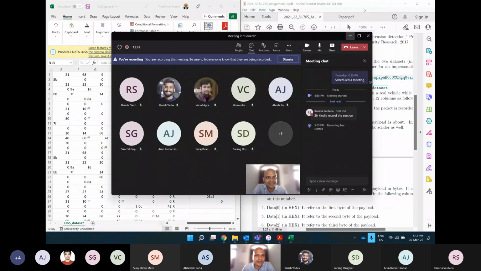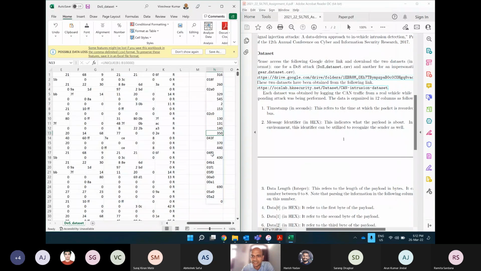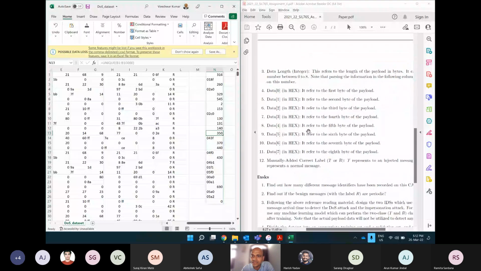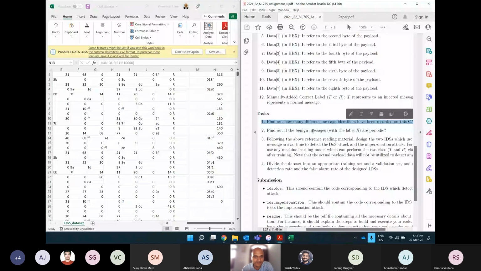Okay, so remember, this is what I actually did in the first part. So how many different message identifiers are there? So you know what is there. Then you will have to use only the benign messages to find out their periodicity. So as Arun was mentioning, if you include the malicious messages, you will get wrong values. Okay. So then you figure out what the periodicity of it is.